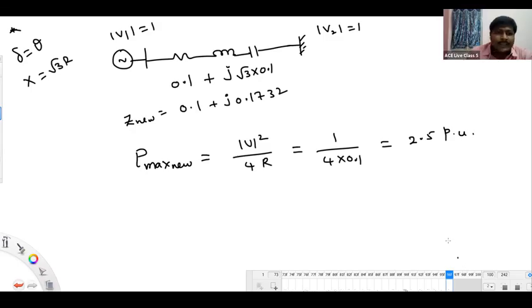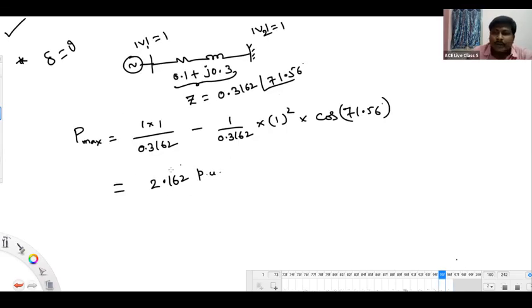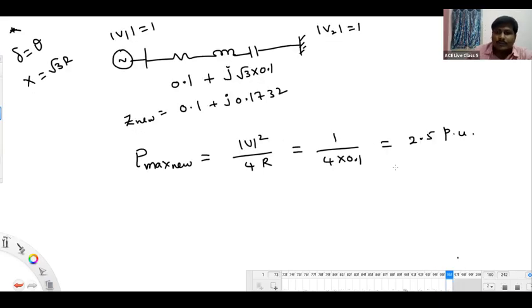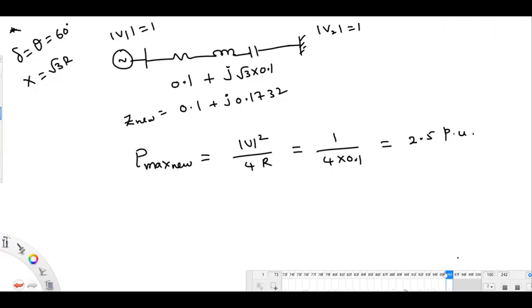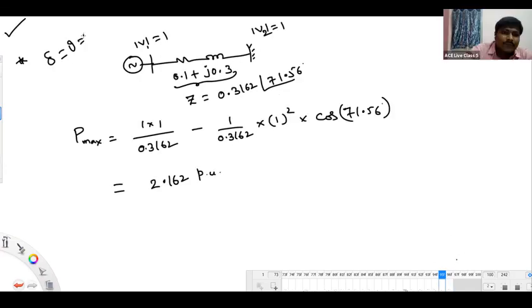Earlier, how much you got? Without maintaining x equals root 3 R, you get this number 2.162. But after maintaining x equals root 3 R, along with delta equals theta, you got 2.5. But this theta is restricted to 60 degree now. In the previous case, what is theta? 71.56 degree. That's the difference.